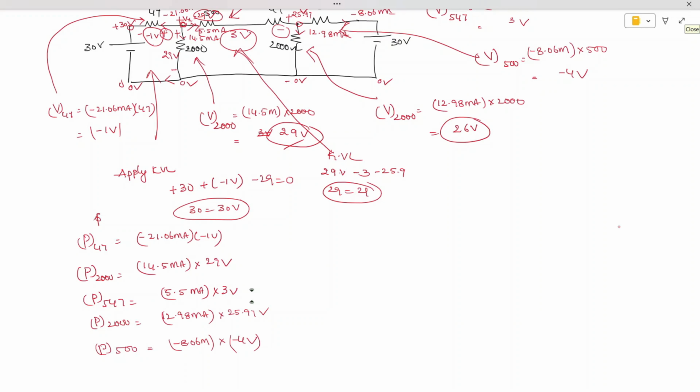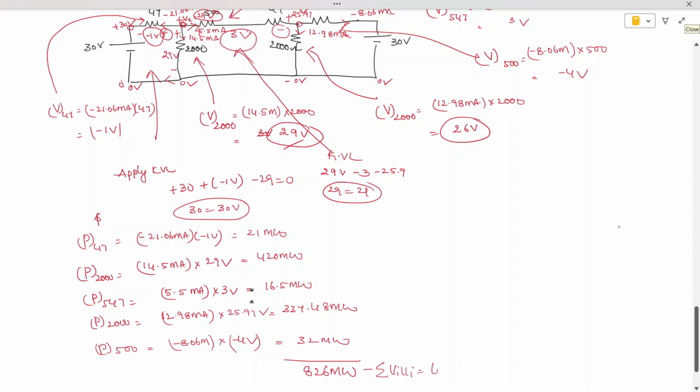So when you do it, then here you are going to get 21 milliwatts, and this is 420 milliwatts, and this is 16.5 milliwatts, and this is 337.48 milliwatts, and this is 32 milliwatts. If you add all these things, then you are going to get 826 milliwatts. Similarly, so this is the sum of power. Okay, so this is the sum of voltages and currents delivered by the load.